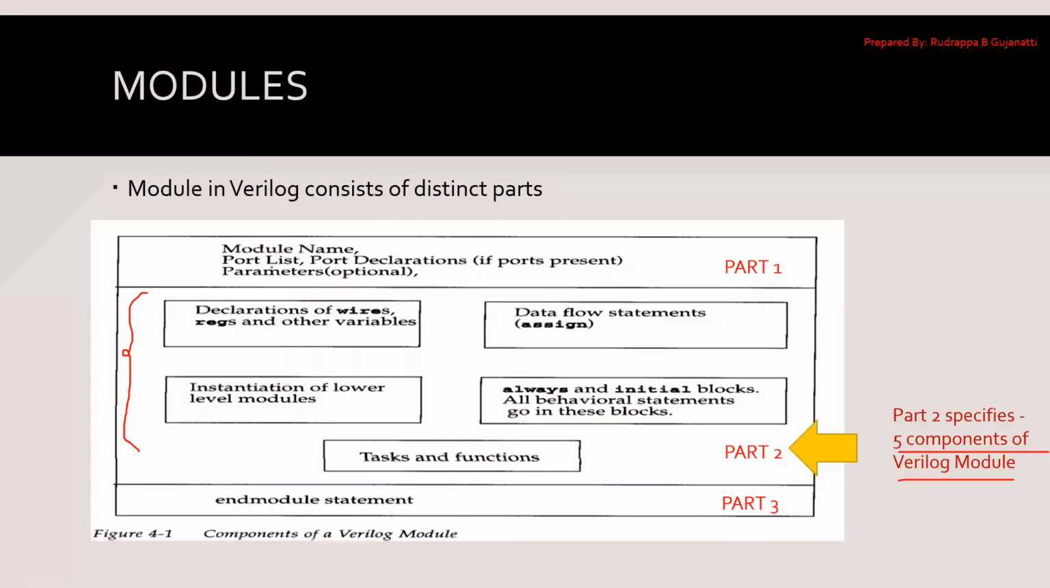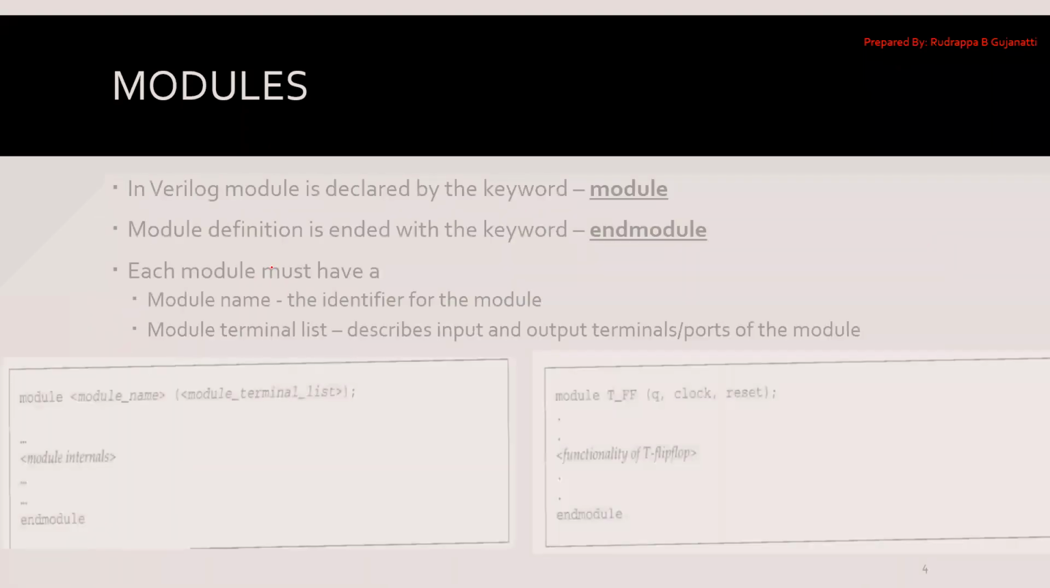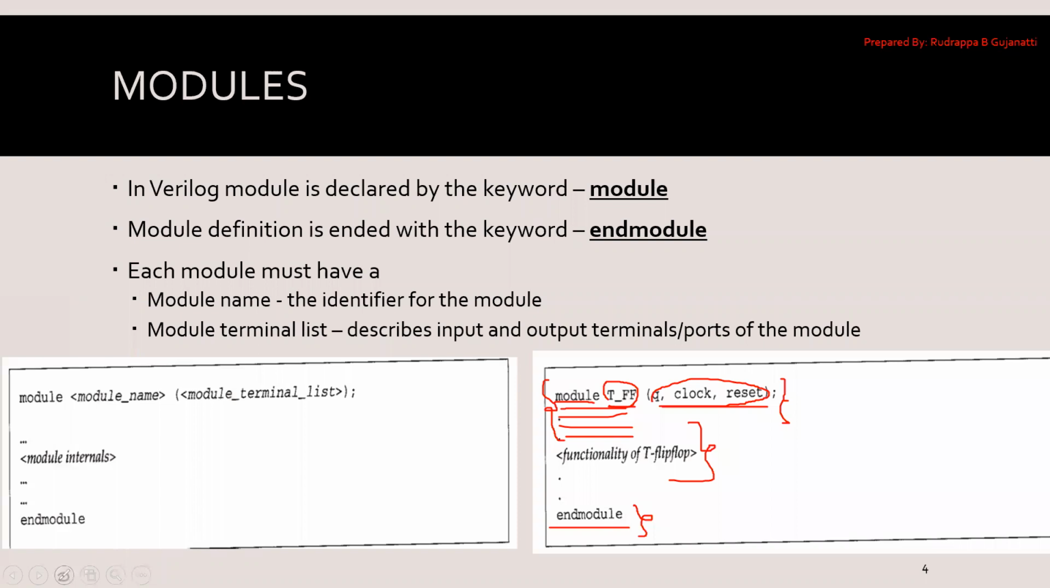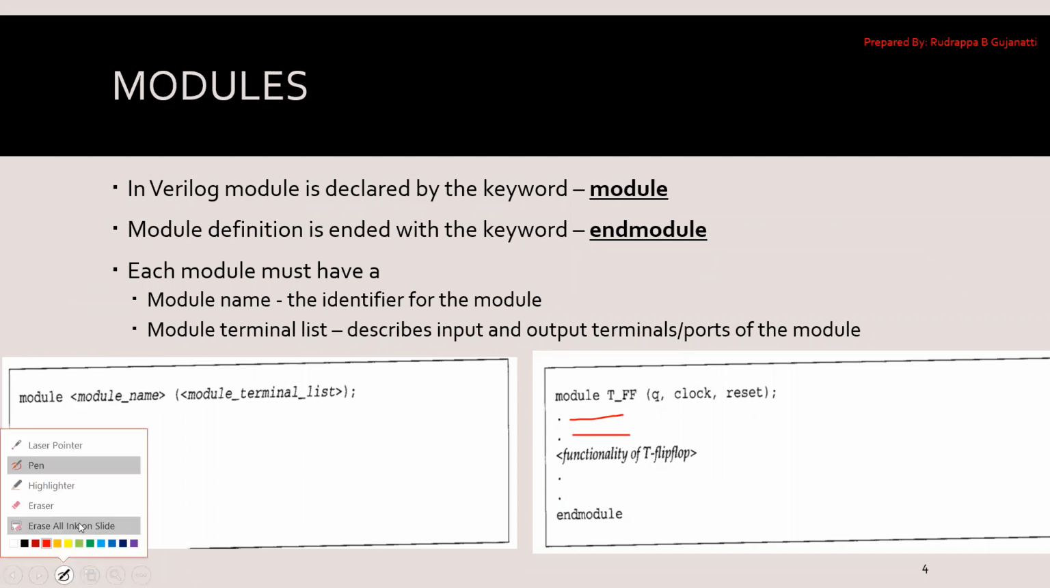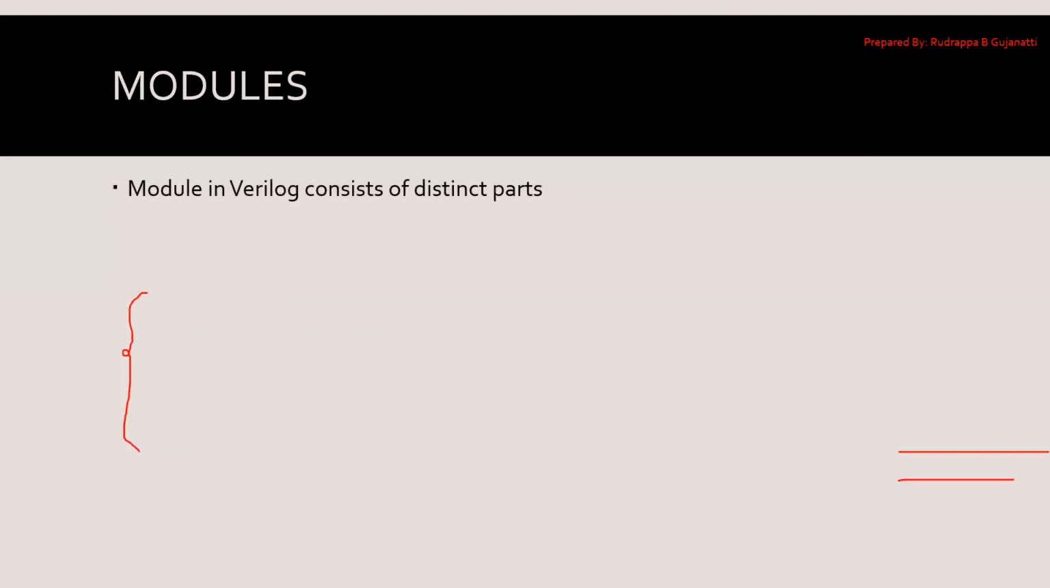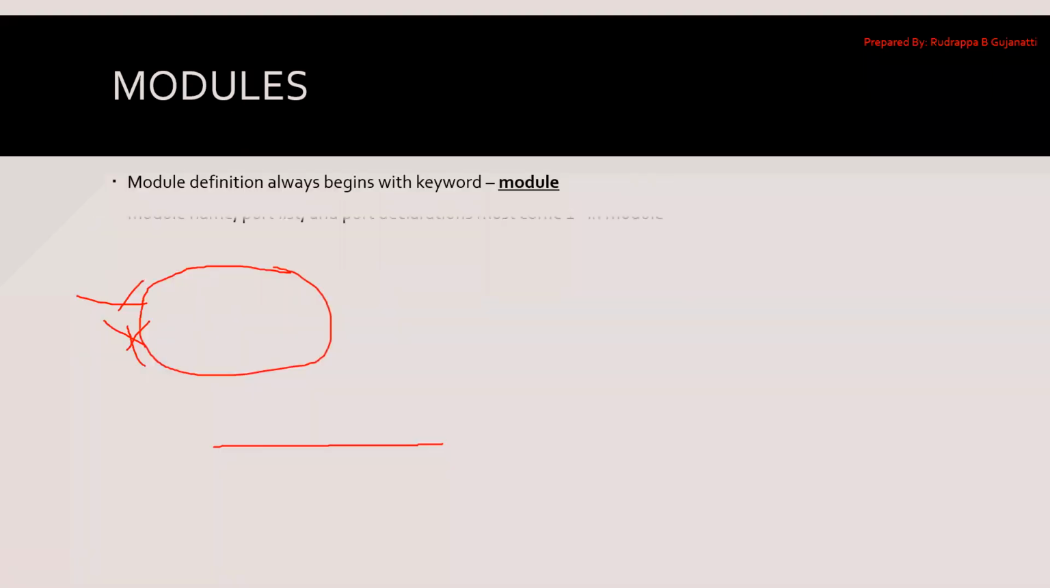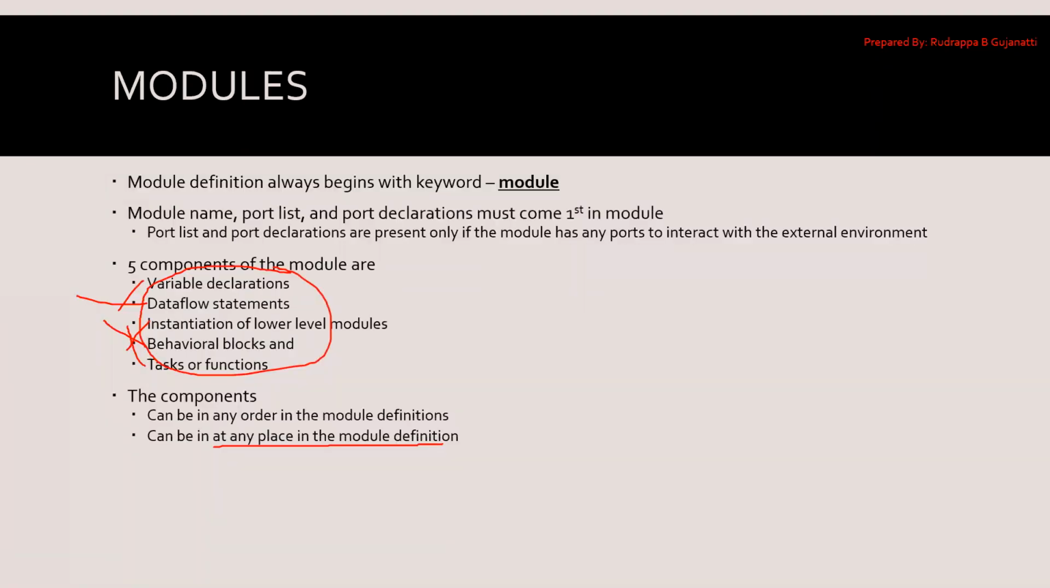When we are using it, I can use it anywhere. I can have the declaration here. I can have, say, tasks and functions defined here. So anywhere I can have them, and the ordering also doesn't matter. The module definition gets terminated by using the keyword endmodule.